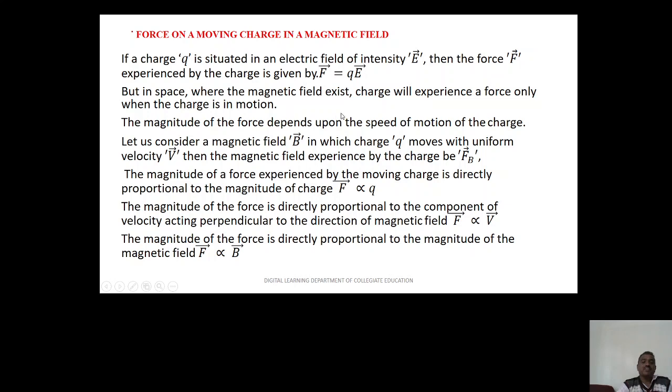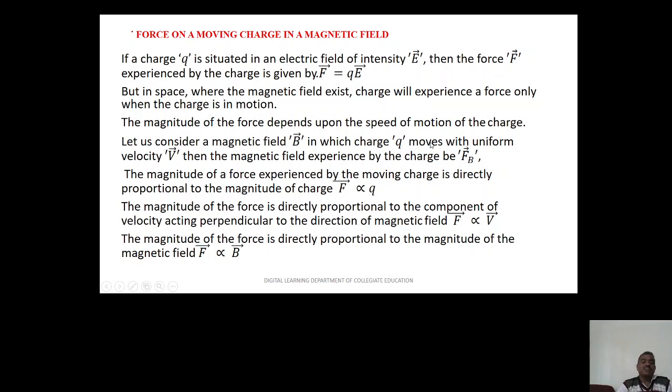The magnitude of the force depends upon the speed of the motion of the charge also. Let us consider a magnetic field B in which a charge moves with a uniform velocity V. Then F is the magnetic force experienced by the charge.